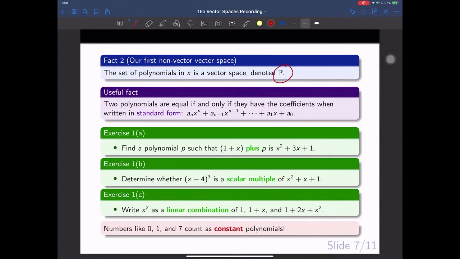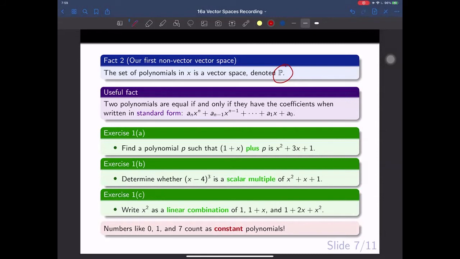Given 2 polynomials in X, I can add them. Given a polynomial in X, I can multiply it by a number. So this is a vector space. When working with this vector space, something that can be potentially confusing is that there are many ways to write the same polynomial. So it can be useful to know when two polynomials are really the same.